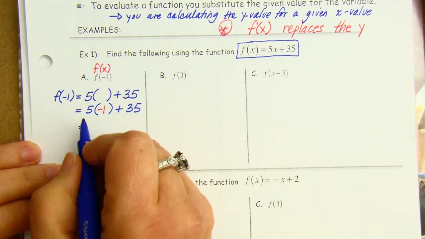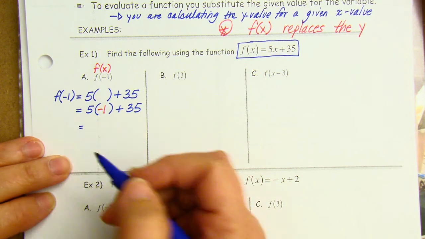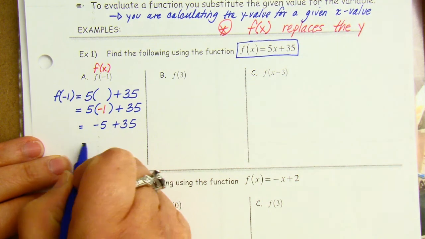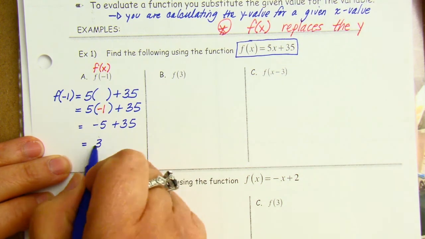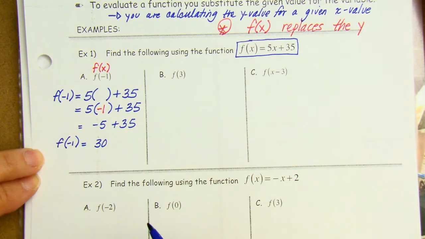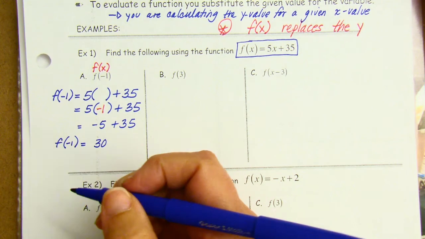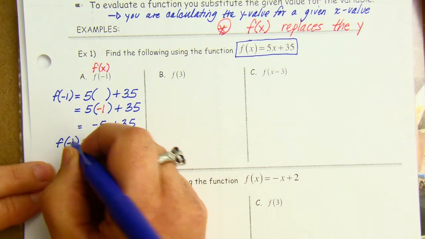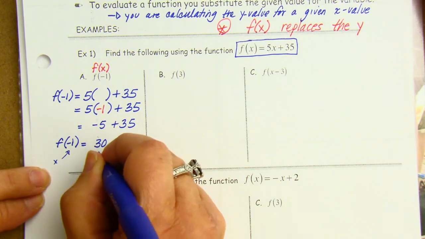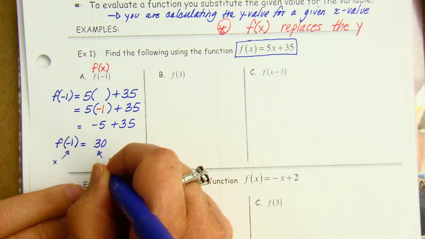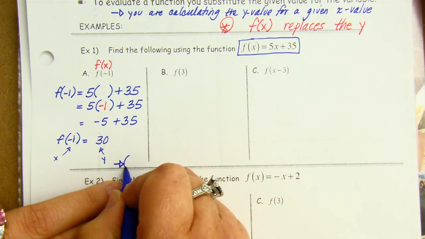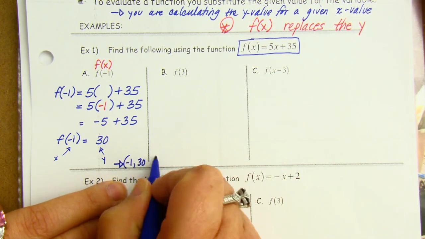All right, so now I have to do PEMDAS. I have to do multiplication before addition. So 5 multiplied with -1 is -5 plus 35. And -5 plus 35 is 30. So f of -1 equals 30, which really means the ordered pair on the graph of this linear function, my x value is -1, and my y value is 30. So I can conclude that the ordered pair -1, 30 is on the graph of that function.